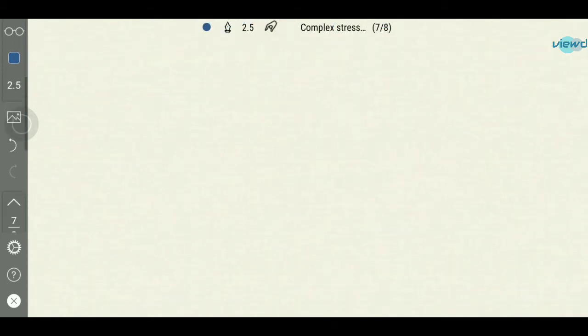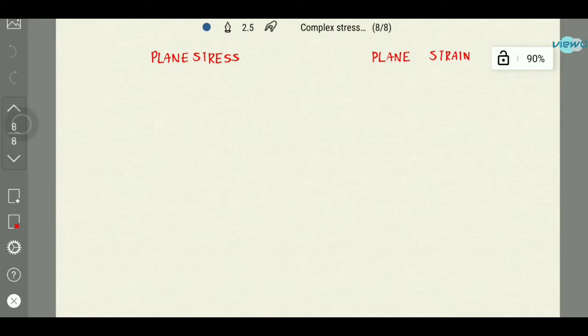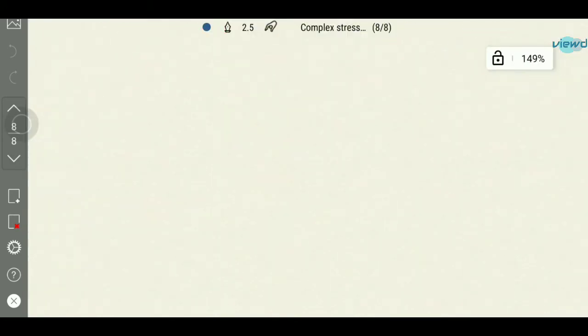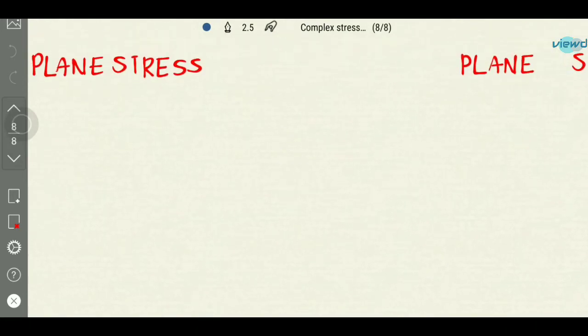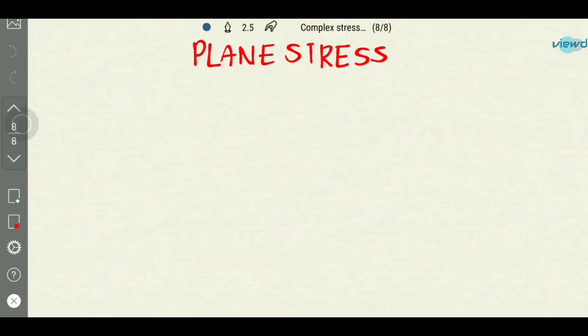And there is a condition like this: plane stress and plane strain condition. What is the plane stress and plane strain condition? Plane stress condition is one in which the stresses in the z direction will be 0. The normal stress and shear stress both will be 0. So this is called plane stress.